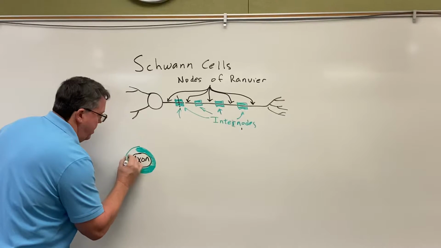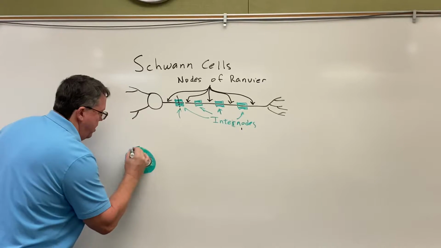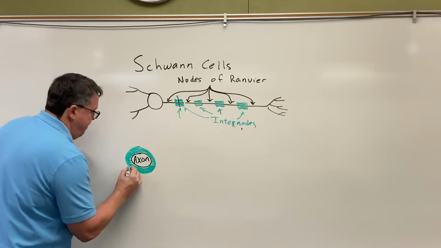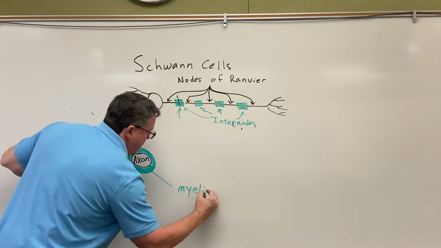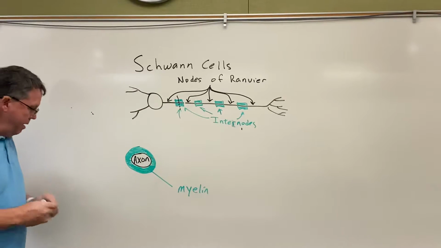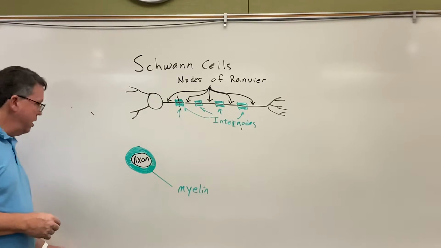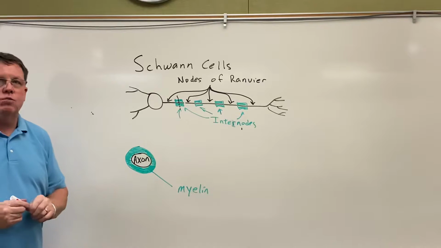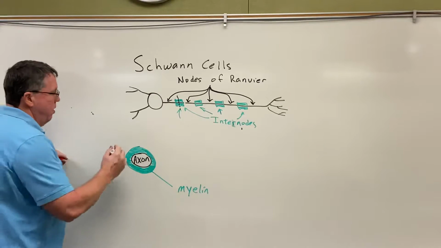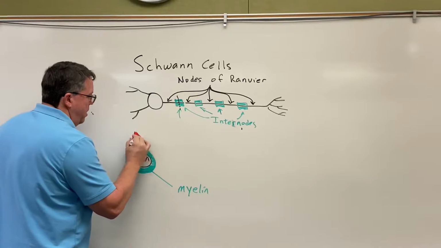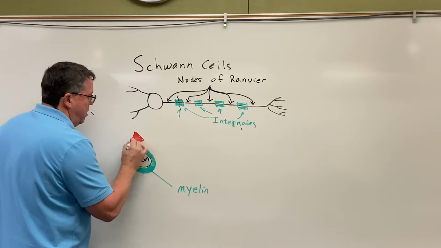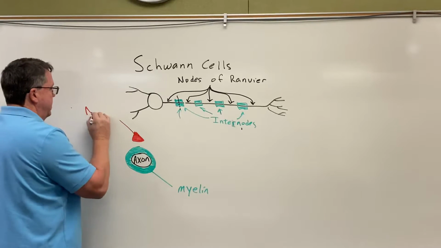Okay, and there's my myelin. Okay, so let me write myelin. Now on the myelin inside, we're starting to put together our Schwann cell. So what I'm going to draw now is the nucleus to my Schwann cell. So there's the nucleus.